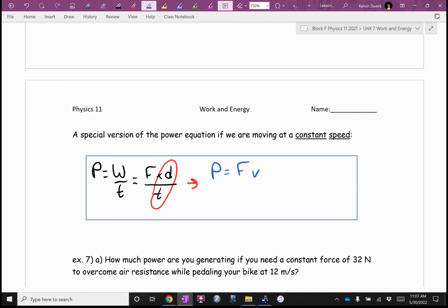I didn't. Sorry. If you want to, next to work over time, you could write it as power equals work over time equals force times speed. When do I use that? If they ask me how much power and they give me no time, but they give me a speed. Like, example 7.